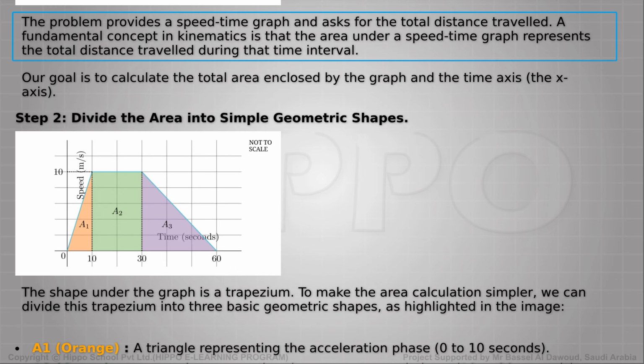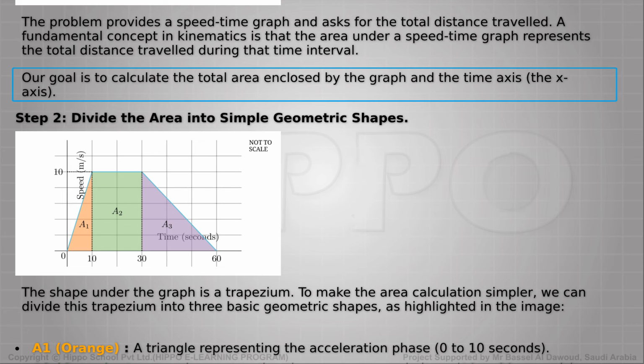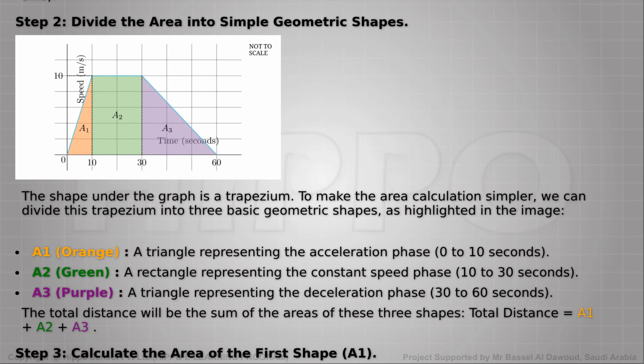Exactly. The most important rule to remember here is that for any speed-time graph, the total distance traveled is equal to the area under the graph. So our task is to find the area of that shape between the blue line and the horizontal axis. The shape under the graph looks a bit like a house, which is a bit complex. To make our lives easier, we can split this large shape into smaller, more familiar shapes.